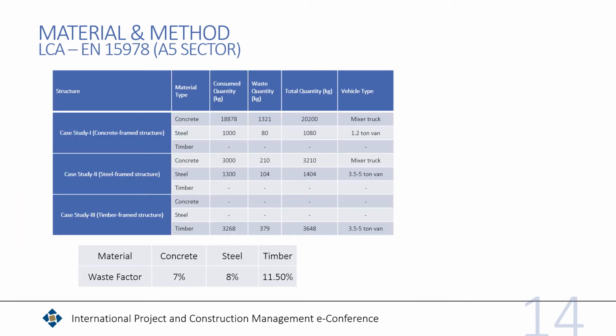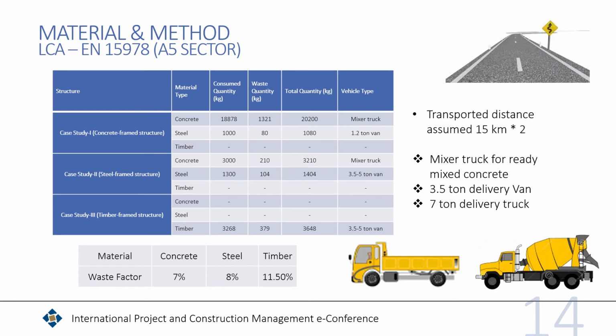In this table, we can see the quantity of consumed and waste material for each case, for concrete, steel, and timber. There are different waste factors for each material. The transportation distance for each material is assumed as 15 kilometers for each commute, and a mixer truck is used for ready-mix concrete, and a 3.5-ton delivery van and a 7-ton delivery truck are used for transporting the material to the site.